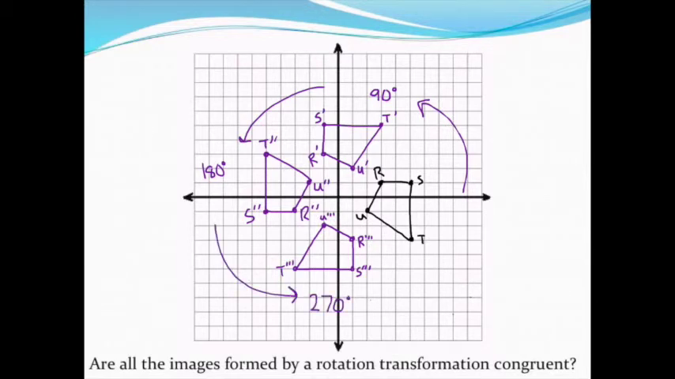So there are all three of my rotations, and again, I can visualize that figure rotating around the origin. It's kind of neat if you put your pencil at the origin and spin your paper around. You can imagine that shape spinning around like a merry-go-round as it completes its rotation around the origin.